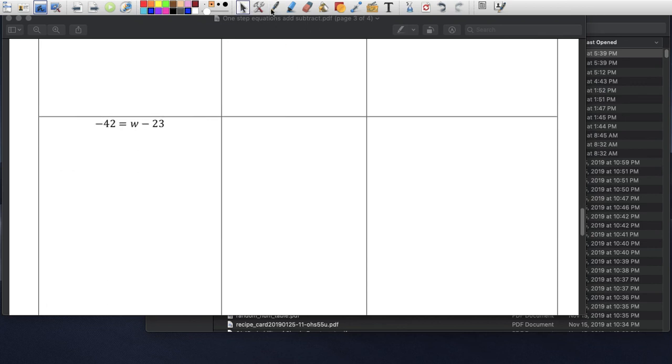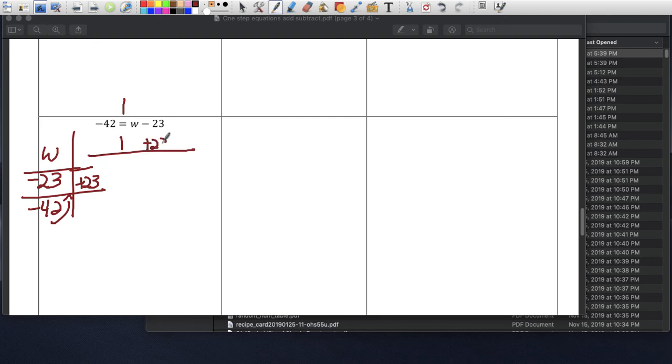Last but not least, w currently has 23 subtracted from it, and that gives you negative 42. Going backwards, we need to add 23 to both sides. Right, so let's add 23 here. Let's add 23 here. On this side, minus 23 and plus 23 go away, and now all I have left over is w. On the right side, negative 42 and 23 is going to give me negative something, so that's going to be negative 19, by the way. So w is negative 19.